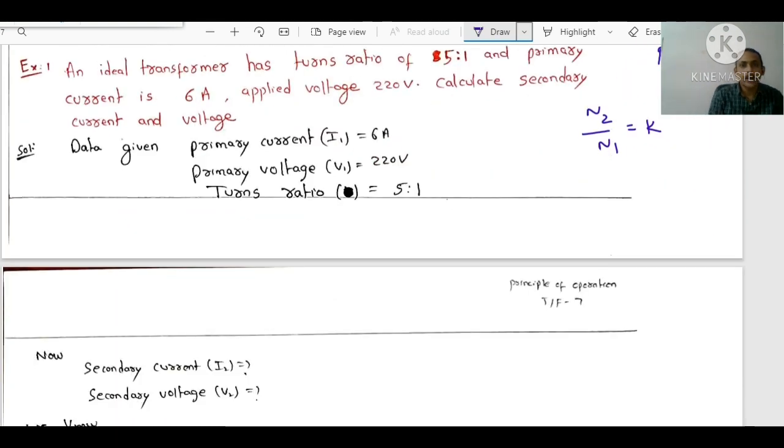Now, an ideal transformer has turns ratio 5:1. Observe, primary current is 6 amps. Applied voltage 220 volt. Calculate secondary current and voltage. What is asked? Secondary voltage and current. Primary current I1 equal to 6 amps. Primary voltage V1 equal to 220 volt. Turns ratio equal to 5:1. Please write down the data given, using its variable names.